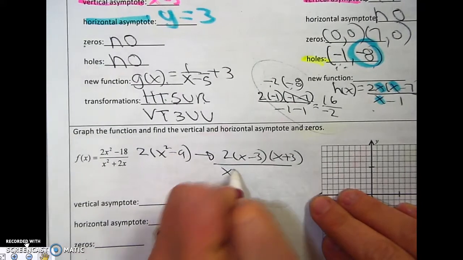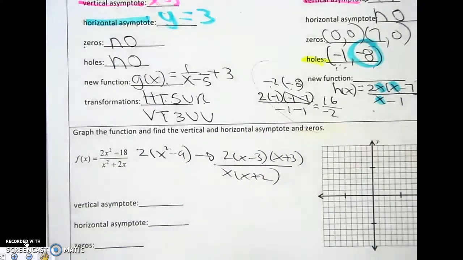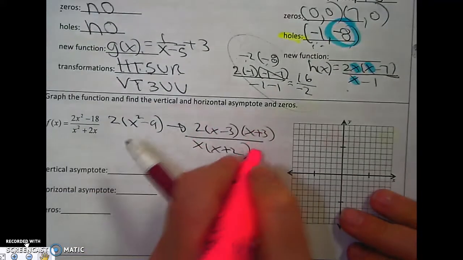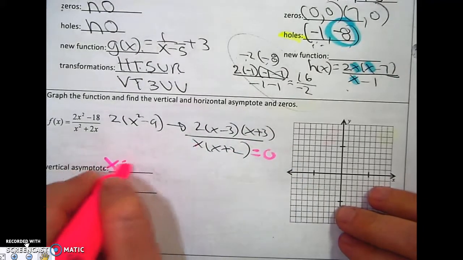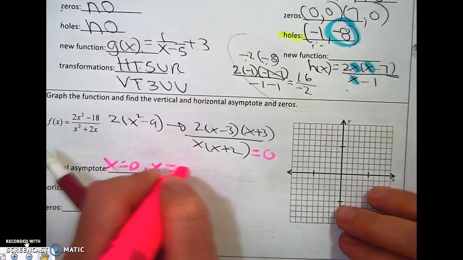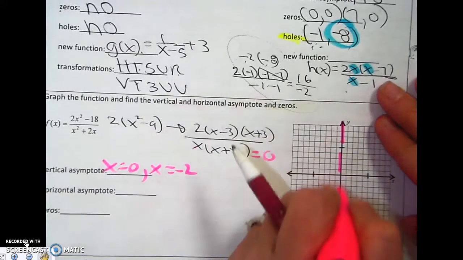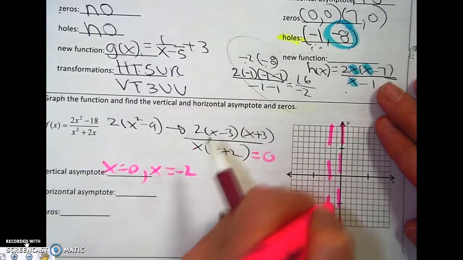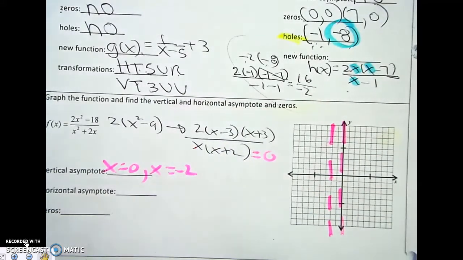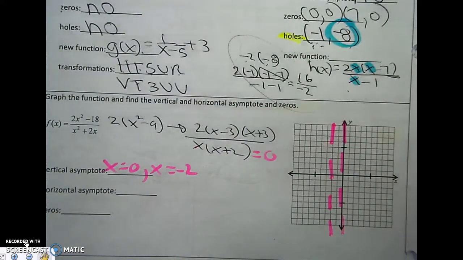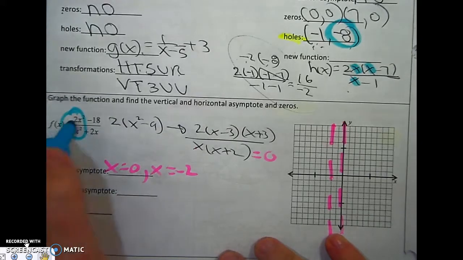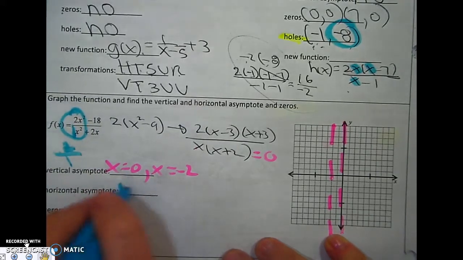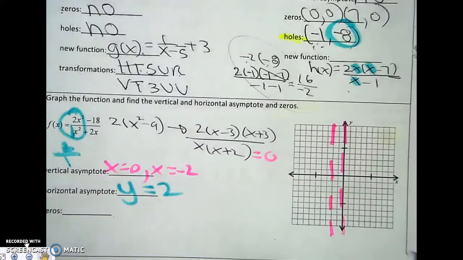And then this is x plus 2. Okay. So VA, x equals 0, x equals negative 2. Horizontal asymptote, I'm going to look at the degrees. Well, the degrees are exactly the same, so I go 2 over 1. So my horizontal asymptote is at y equals 2.